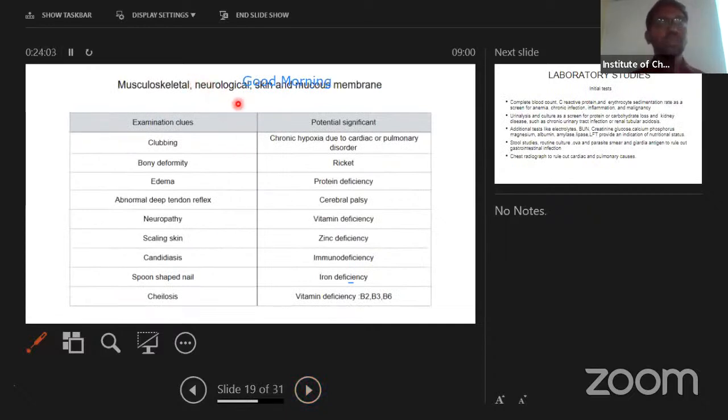In the musculoskeletal, neuromuscular and mucous membrane examination, clubbing is seen in chronic hypoxia due to cardiac and pulmonary disorders. That indicates bony deformity is present. There is protein deficiency, and edema is present in our case. In immunodeficiency patients, candidiasis and other opportunistic infections can be present. In iron deficiency, we can see koilonychia.